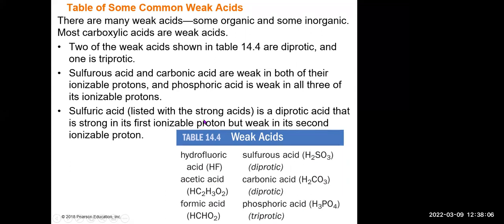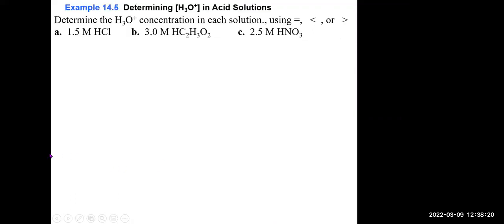Sulfuric acid listed in the last slide is a strong acid, a diprotic acid that is strong in its first ionizable proton, but weak in its second ionizable proton. So here we want to determine the H3O+ concentration in acidic solutions. Determine the H3O+ concentration in each solution, using equal, less than, or larger than.